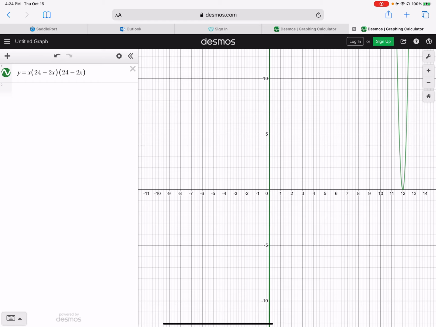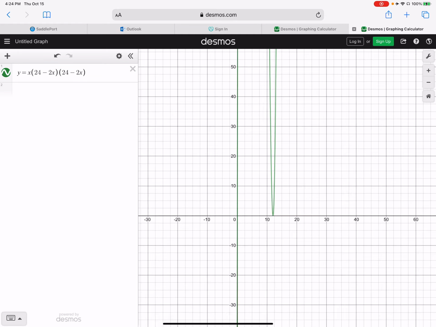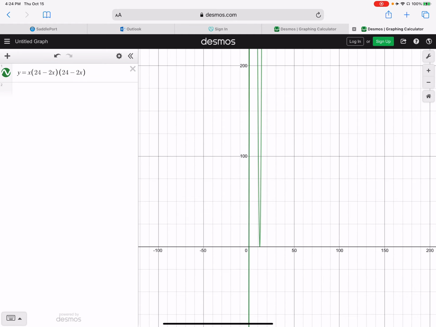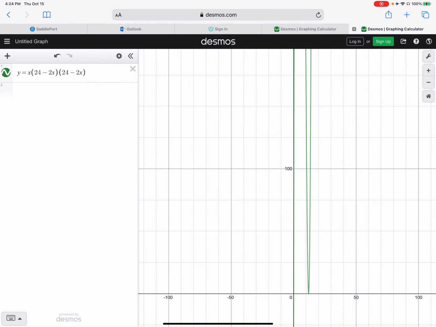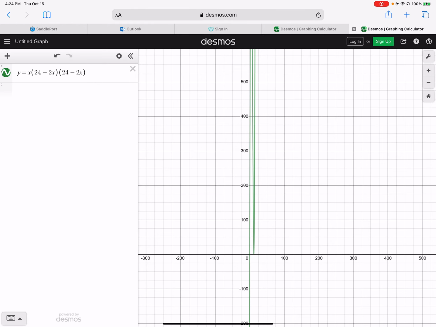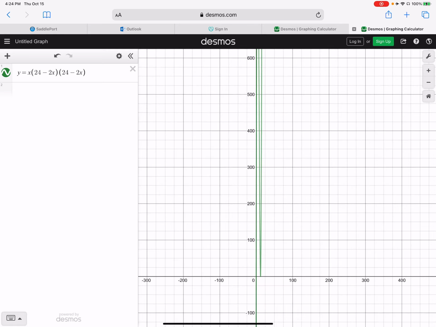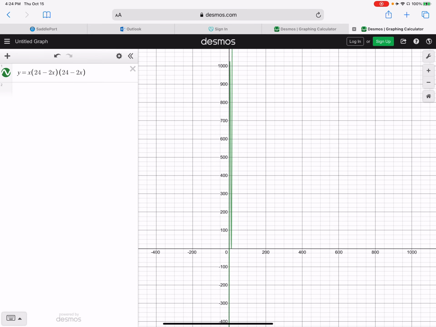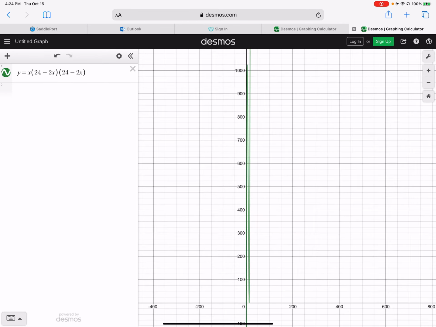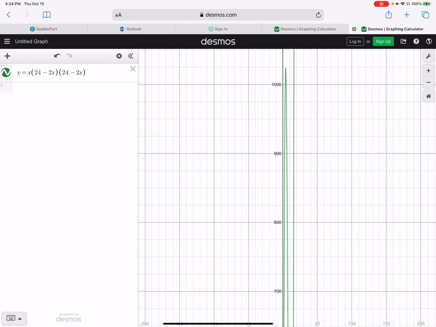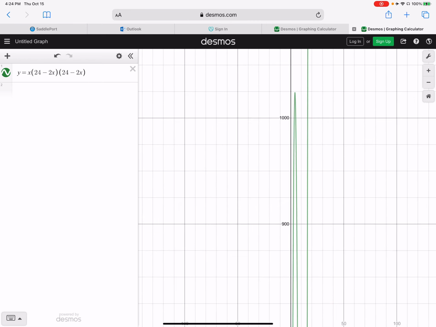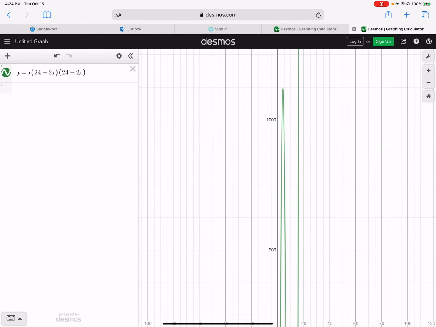So I see 0 to 12, but it looks like it's almost on the y-axis. It's because this is getting to be a very large number, so I need to pinch and pinch and pinch until I can kind of see what's happening. And so that's where it really helps to know end behavior. And I can kind of see that in that 1,000, it's peaking out.